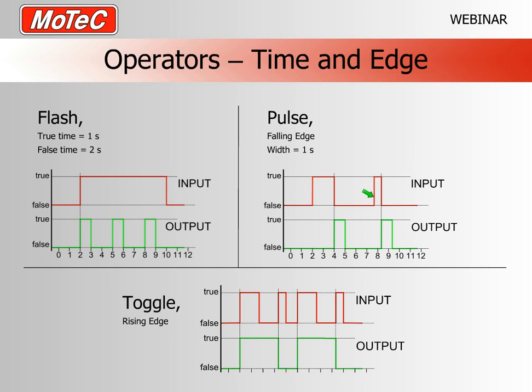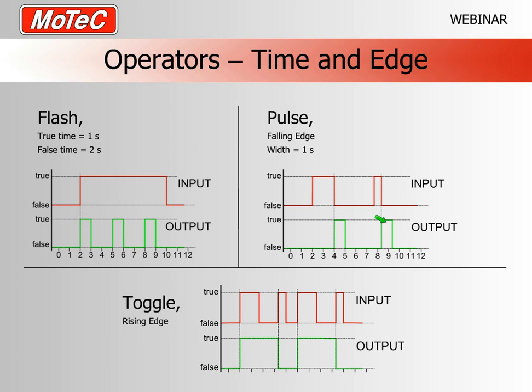And at some later time, we may see another input signal go true. Once again, nothing happens to the output until we see our falling edge, and then we get an exact same pulse of 1 second, because that's what we've defined. So that's what the pulse function does.